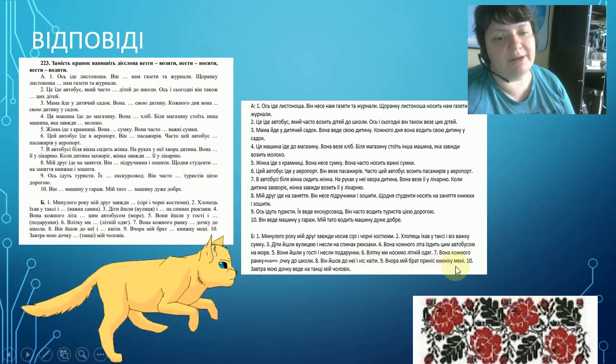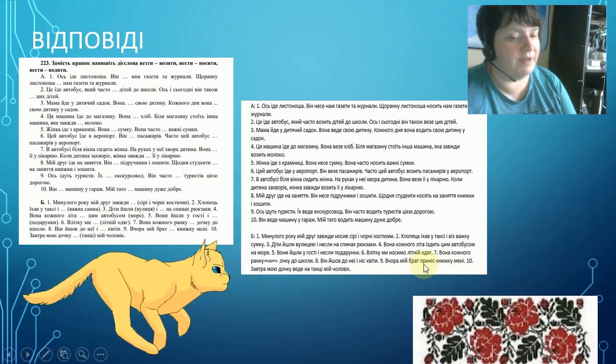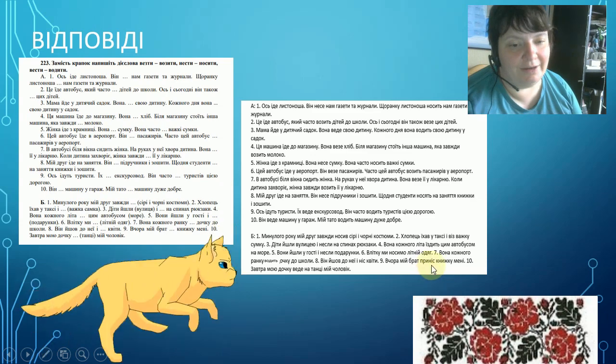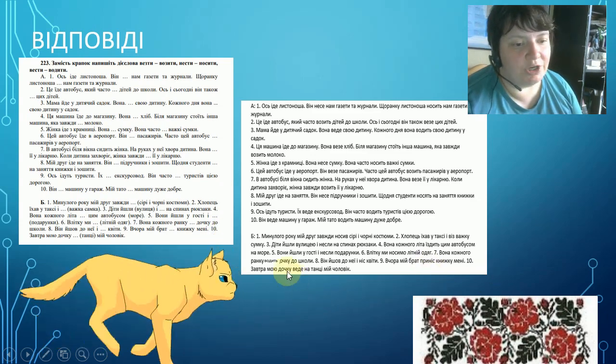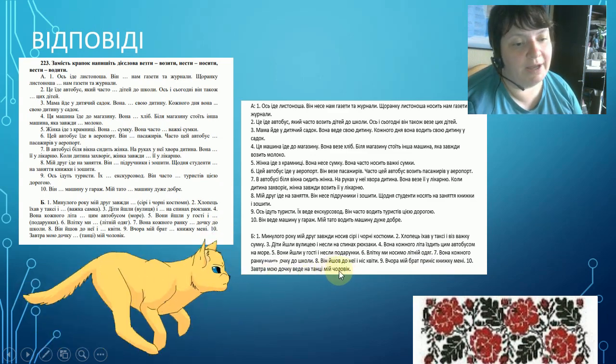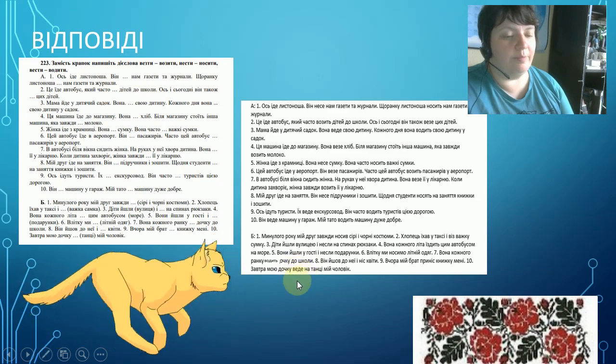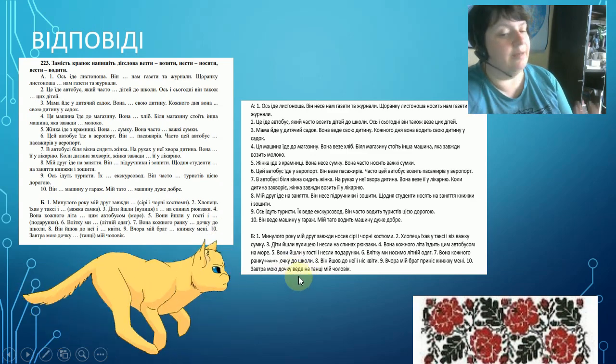Вчора мій брат приніс книжку мені. Yesterday, my brother has brought the book to me. So, perfective state here. Завтра мою дочку веде на танці мій чоловік. Tomorrow, my husband is going to bring my daughter to the dance classes. So, here you will see the process continuous because he's going to do it tomorrow.